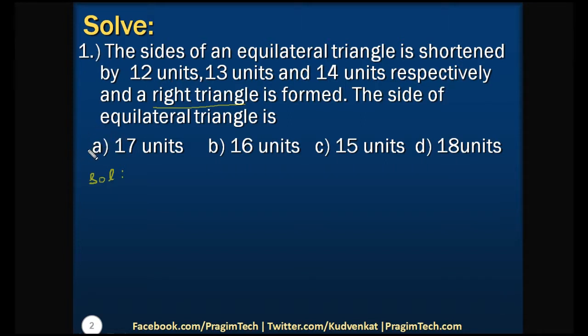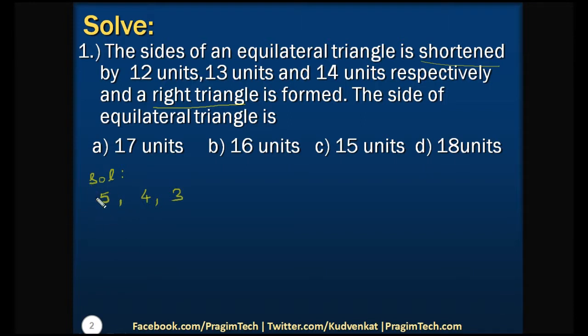Let initially the side of the equilateral triangle be 17 units. According to the question, now the sides of the right triangle are 17 minus 12, as it is given that it is shortened, right? So 17 minus 12, which is nothing but 5. And one more side is 17 minus 13, it is 4. And 17 minus 14, it is 3. Let's see whether this is satisfying the Pythagoras theorem or not.